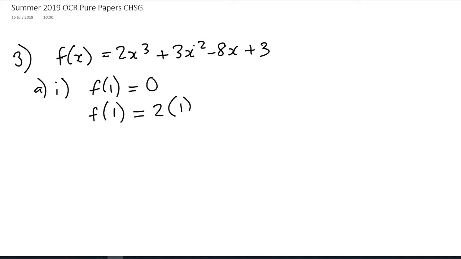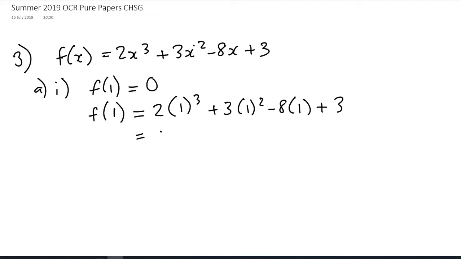So I'm going to write in 2 times 1 cubed plus 3 times 1 squared minus 8 times 1 plus 3. Now at this point you could type it into your calculator and get the answer is 0, but what I want to do is show the examiner that I understand that I've got to substitute it in and that I do actually get 0. So I'm going to do one more line.